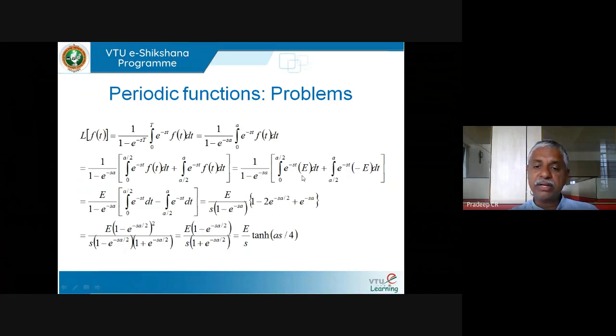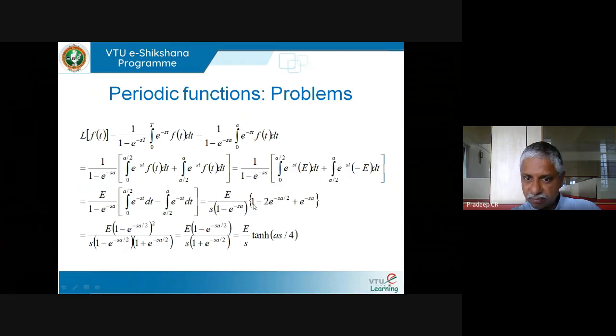So I'm evaluating this. Capital E is a constant, so I can just pull it out. I'll end up with the integral of e power minus st dt between 0 to a by 2, minus the integral of e power minus st dt between a by 2 to a. So you carry out this integration. I have not done the details here, but I'm sure you can do that. You will end up with this expression. It's not horrible, but it looks a bit scary.